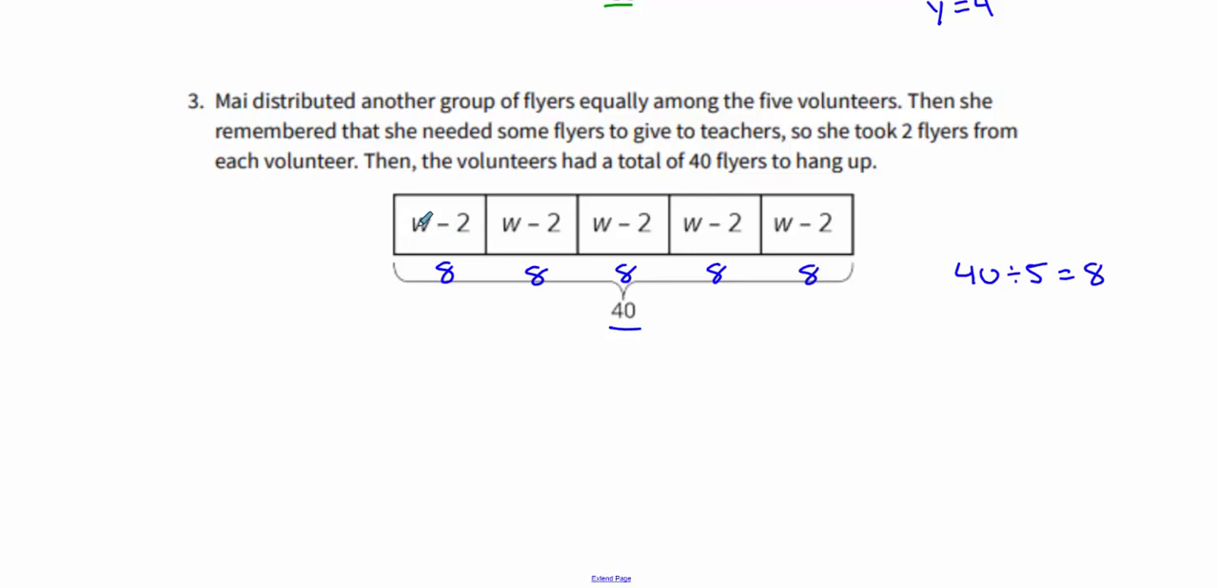So the number of flyers minus 2 is equal to 8. So that must mean the original number she gave them would be 10, because 10 minus 2 is 8.